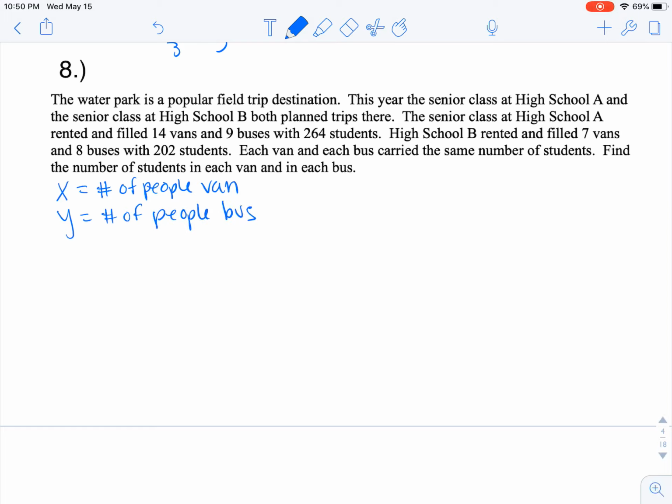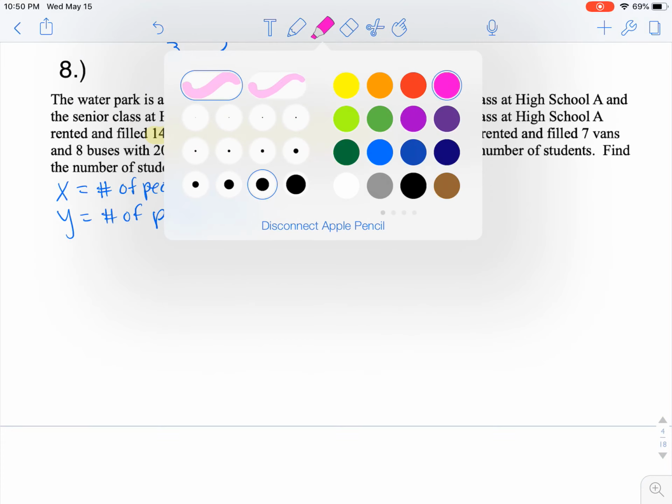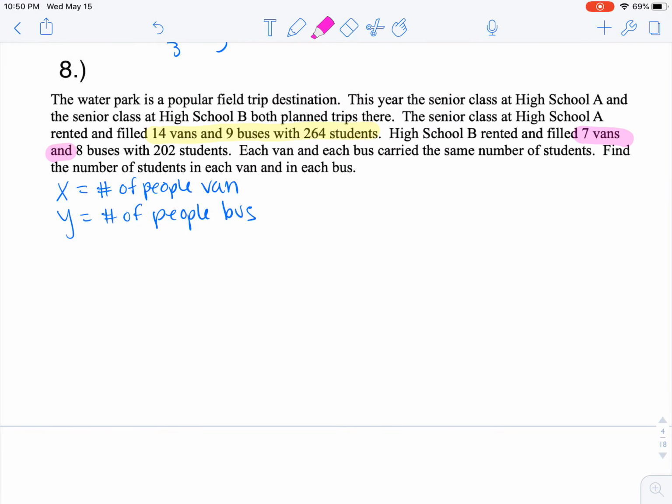Okay, so if I look at this, my first one that I have, high school A has 14 vans, 9 buses, and 264 students. And then the second school has 7 vans, 8 buses, and 202 students. So I'm going to write these out as equations. So 14 times every person on the van plus 9 times every person on the bus equals 264. And then the other one is 7x plus 8y equals 202.